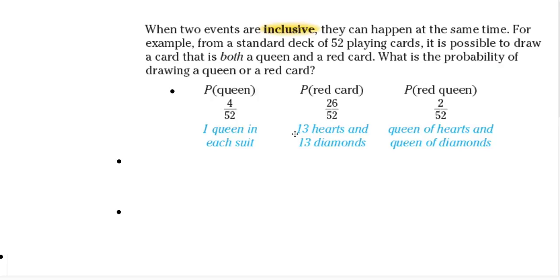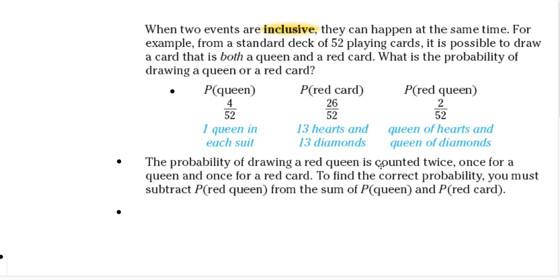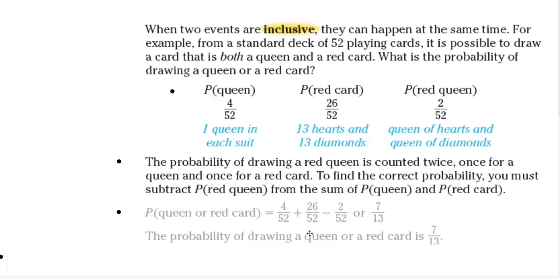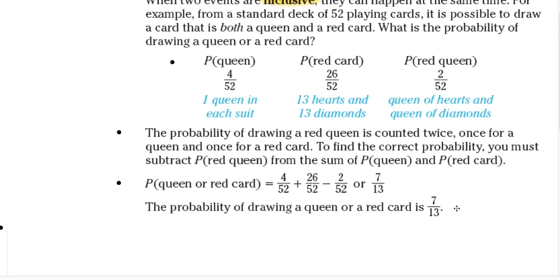What do you notice about this particular thing that we did here? Okay, the probability of drawing a red queen is counted twice, once for the queen and once for the red card. We talked about that. To find the correct probability, you must subtract the probability of a red queen from the sum of the probability of a queen and the probability of the red card. So the probability of drawing a queen or a red card will be 4 out of 52 plus 26 out of 52, and then you subtract the probability of a red queen, which is 2 out of 52, giving 7 out of 13. The probability of drawing a queen or a red card will be 7 out of 13.